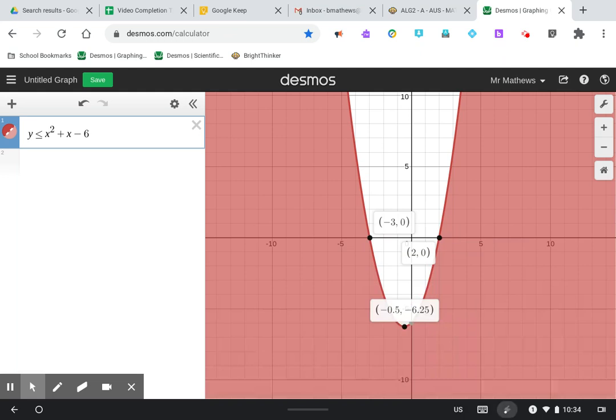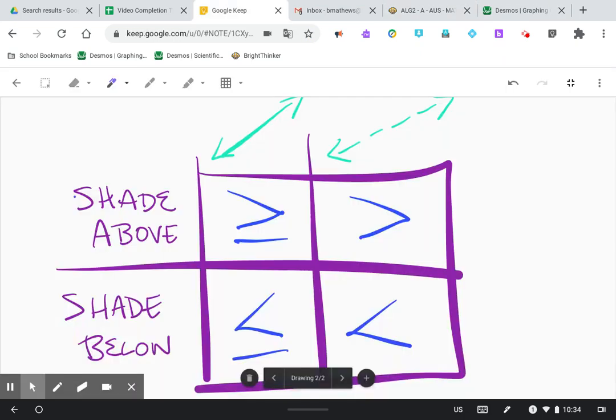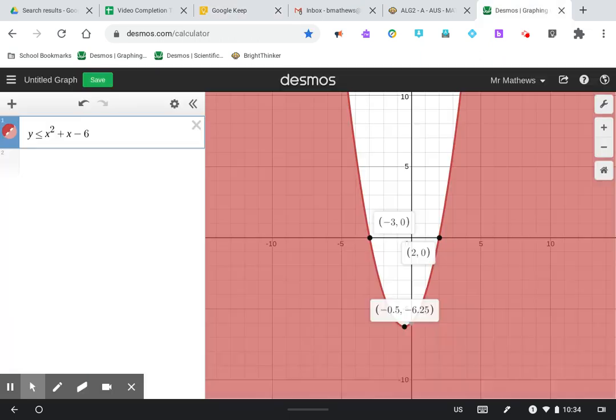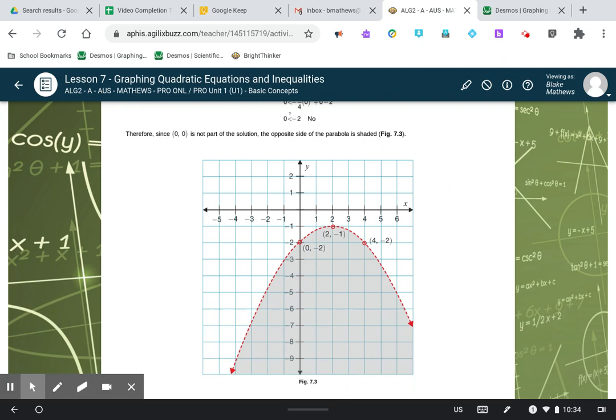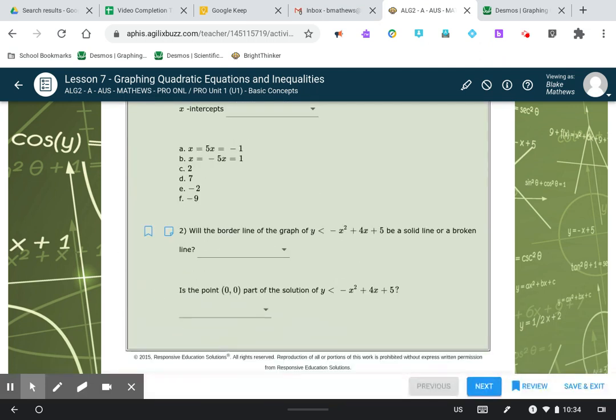And then the shading is either going to be above or below, depending on the direction. These are both going to be shading above, and the others are going to be shading below. So use that to your advantage here. They do ask us a few questions in the lesson. For instance, will the borderline be solid or broken? Well, we just talked about that, so use that little diagram to help you. I will put it in the notes.